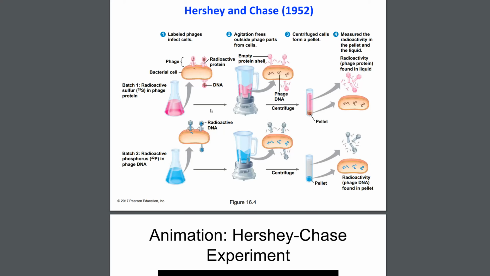Okay, so once they did that, they allowed the bacteriophages to infect cells, right? And then once they had those cells, that's essentially what this mixing is. We see the bacteriophages injecting what we now know is the DNA into there, and we have the protein coat floating on the outside. But they didn't know this yet because they weren't able to observe it. So once that was done, they did what's called centrifuging.